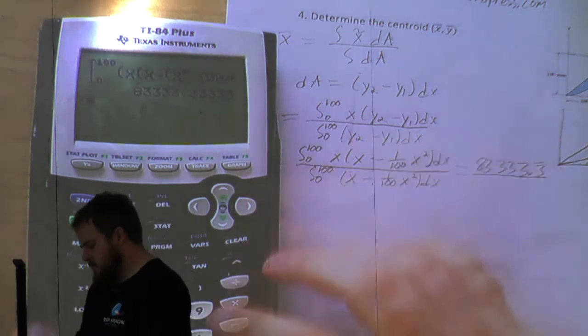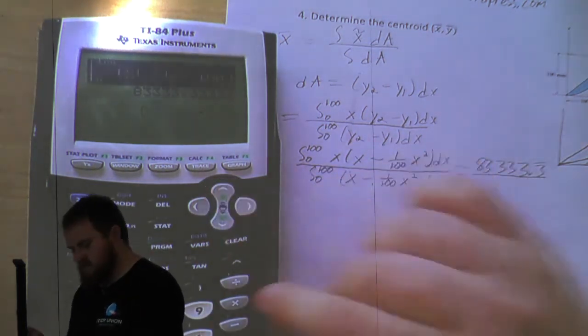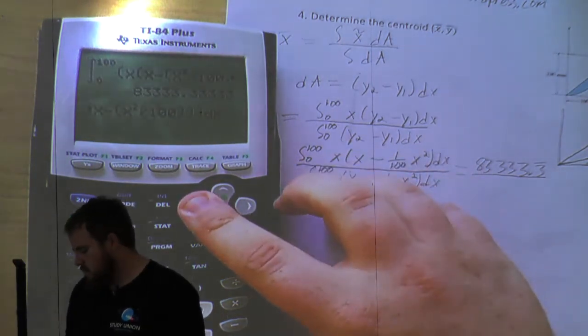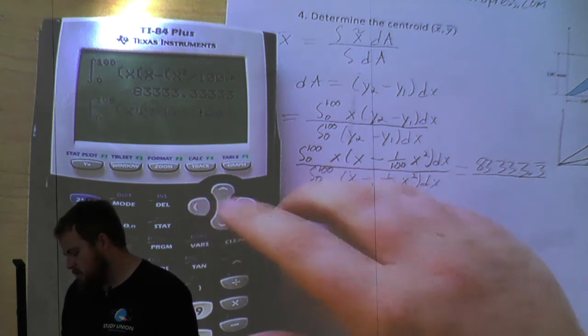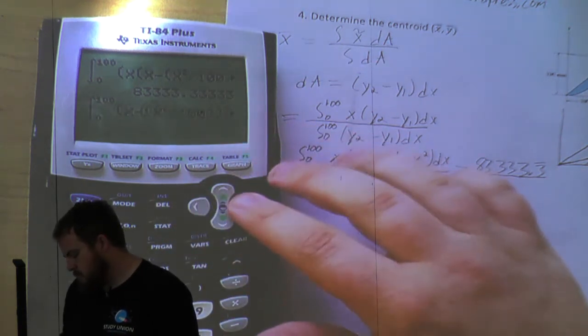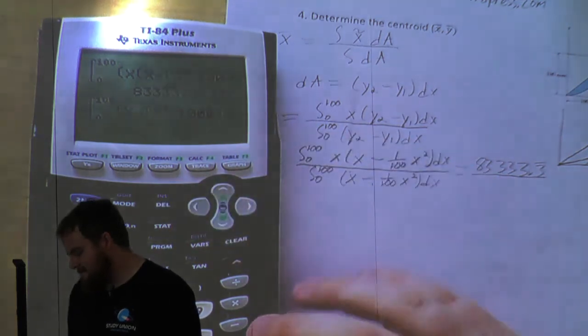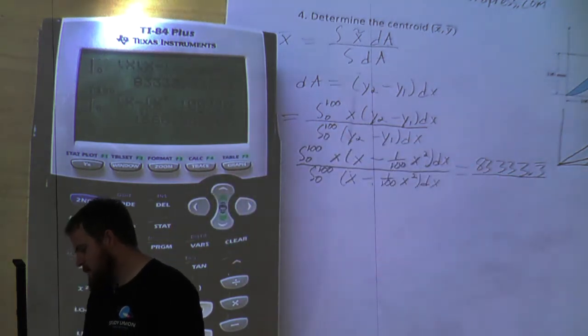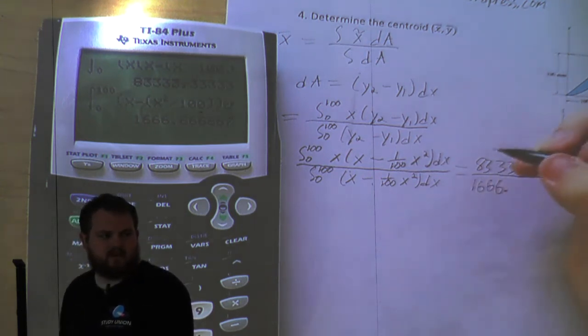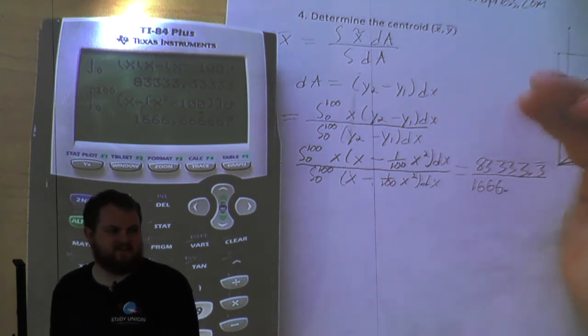Now I'm going to do the same thing for my bottom integral. And I'm going to save some time and just copy that, and then just get rid of the x. Right? And that gives me my bottom integral. Did that make sense to everyone, how I did that? That will save you a lot of time on the test.